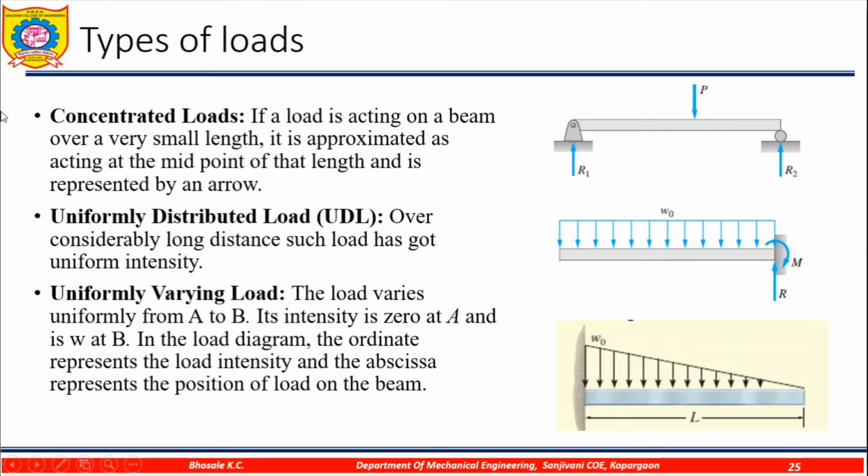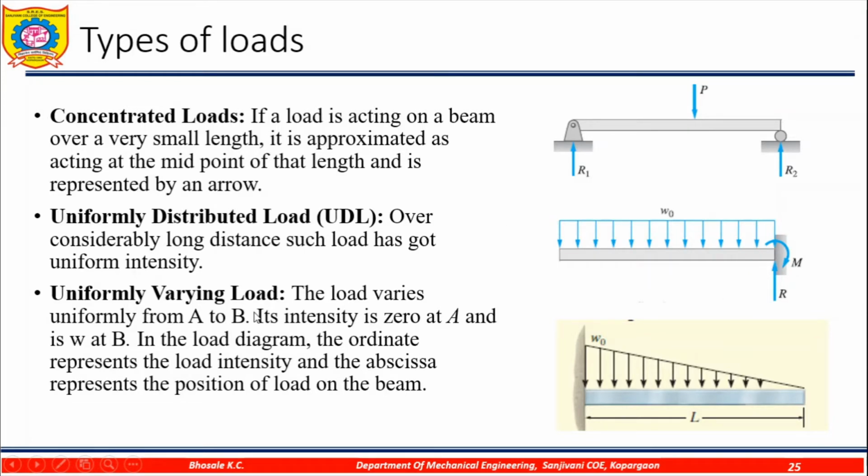Second type of load is the uniformly distributed load. So this is an example of this one. Over a considerably long distance, such loads have a uniform intensity. So they will be uniformly distributed over the length.